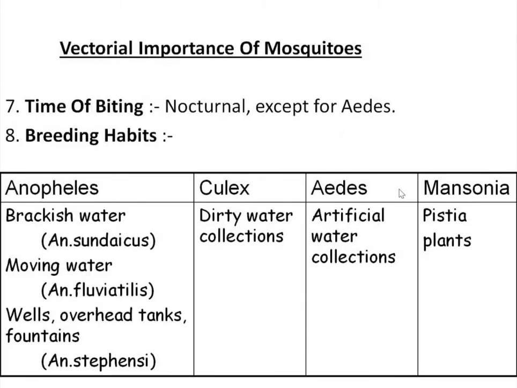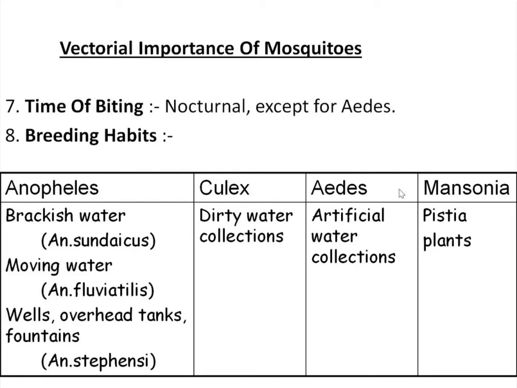Next, coming to the time of biting. At what time does the mosquito usually bite? Mosquitoes are usually nocturnal. They bite during the night, especially during evenings and the early hours of night, except the Aedes. Aedes usually bites in the daytime. That's why the Aedes mosquito is called a day biter.